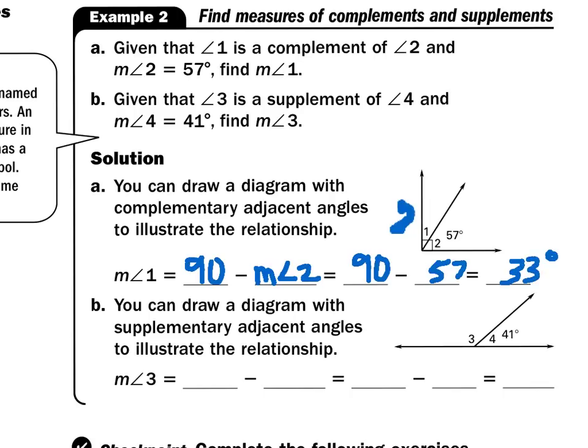B, given that angle 3 is a supplement of angle 4, and angle 4 equals 41, find measure of angle 3. It's always good in geometry to go ahead and draw a diagram so you can visualize the answer. So a supplement of means they add to 180. And we're going to subtract the measure of angle 4. So 180 minus 41, and that equals 139.